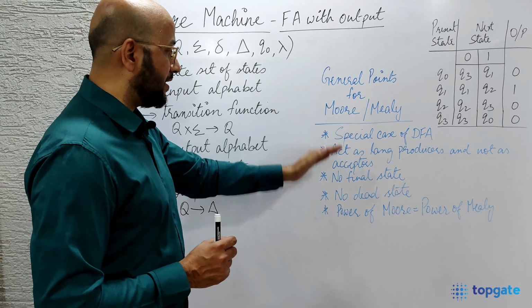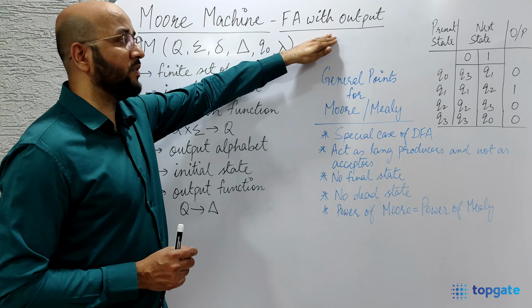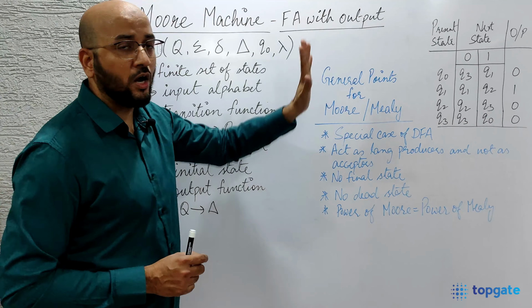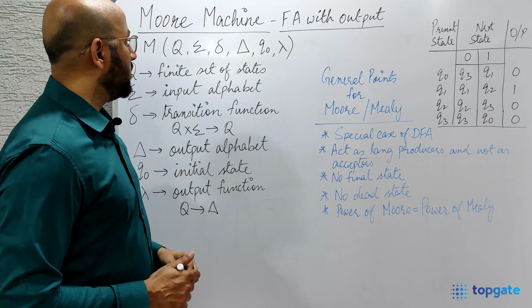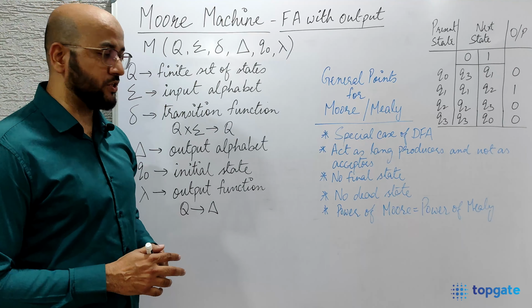Clear? So these are some general points about the Moore and the Mealy machine, or the second category of the finite automata, that is with output. Clear? So now we'll move on to our ultimate target, that is the concept of Moore machine.